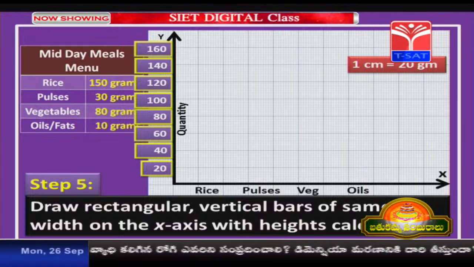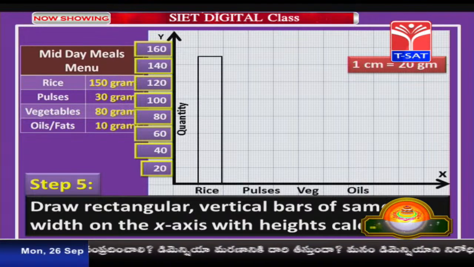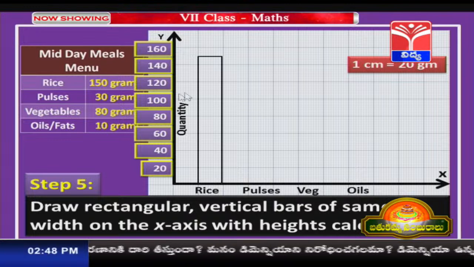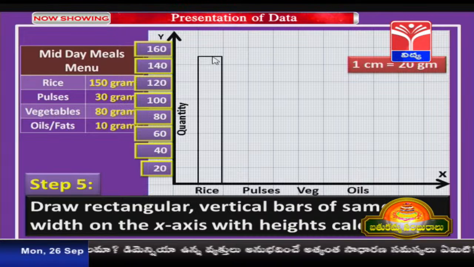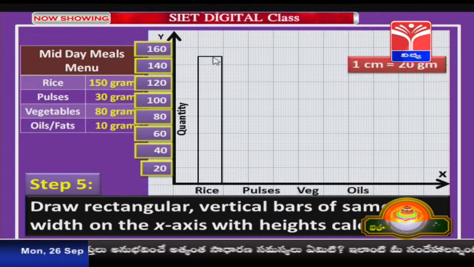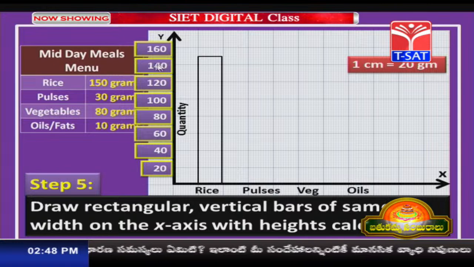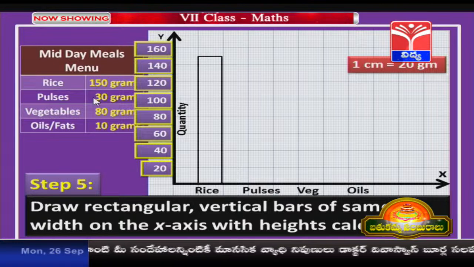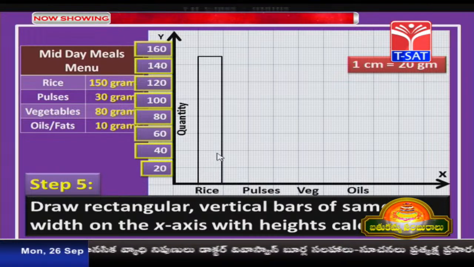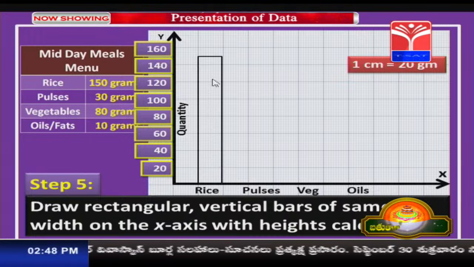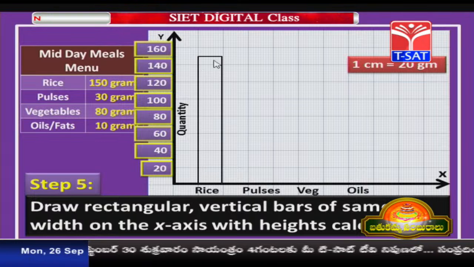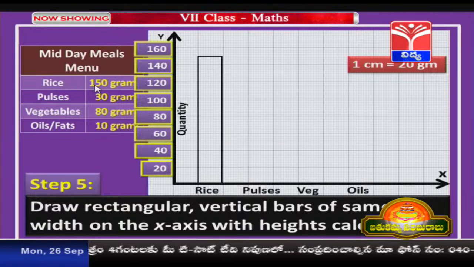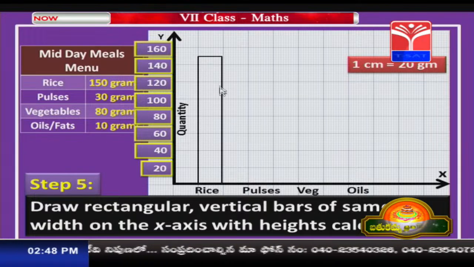Now, let us draw. For rice, it is 150 grams. You can directly take 150 grams, it is in between 140 and 160, or use the height we have seen already. What is the height, children? We have divided 150 by 20, we got 7.5. So, 1, 2, 3, 4, 5, 6, 7 and a half. You can use the height, or directly take the quantity and draw the bar.